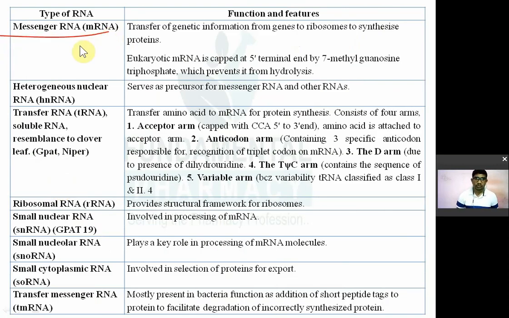And single types of RNA. First one is nothing but messenger RNA. So as the name indicates, इसका काम ही है कि मैसेज देना. कौन सा मैसेज देना? जो हेरिडिटरी इंफॉर्मेशन है आपको, उसका मैसेज किसके ऊपर रहेगा? ये mRNA. So transfer of genetic information from genes to the ribosomes to synthesize the proteins. That is a function of your eukaryotic mRNA.